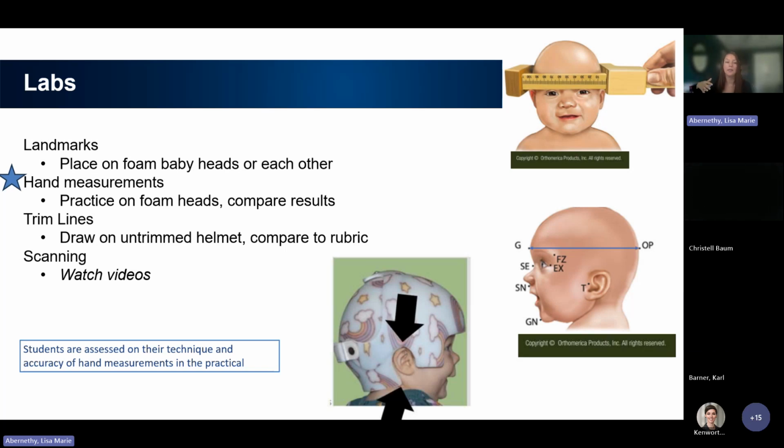One is on their ability to spot what type of pathology. So they see a 3D foam head and they have to state what side it is, what presentation it is, most likely if it's positional or not. And then they also have to be able to measure, and we assess their technique and their accuracy of their hand measurements.